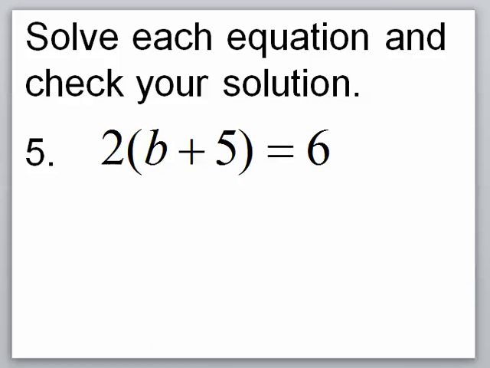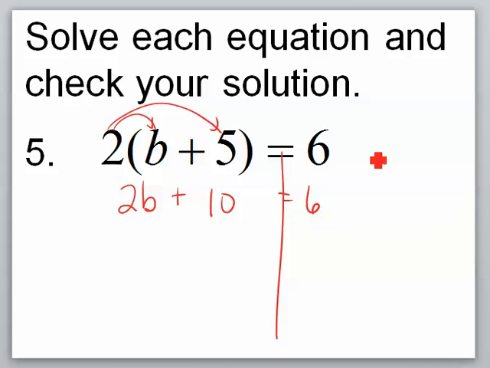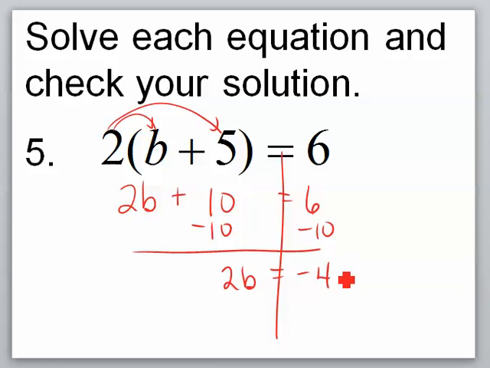Problem number 5. We have parentheses again, so I'll go ahead and distribute. I get 2 times b is 2b plus 2 times 5, which is 10. Now I can go ahead and get the b by itself by getting rid of the positive 10 by putting a negative 10 on both sides. That gives me 2b on the left-hand side, and I have a negative 4 on the right-hand side. The way I get rid of the 2 is by dividing by 2 on both sides, and I end up getting a negative 2 as my solution.